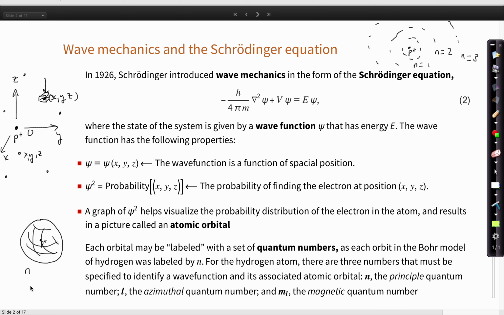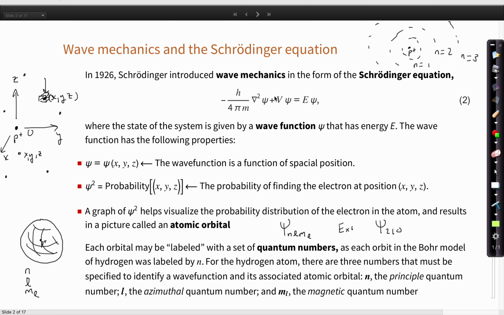You need the principal quantum number n, you need the azimuthal quantum number L, and you need the magnetic quantum number, m sub l. So each of these wave functions in a hydrogen atom, or in any atom, we would say, here's psi. We're going to label it with a set of numbers. We're going to have an n here, we're going to have an L here, and we're going to have an m sub l. So for example, you might see something like psi 2, 1, 0. That would be one solution to the Schrödinger equation.